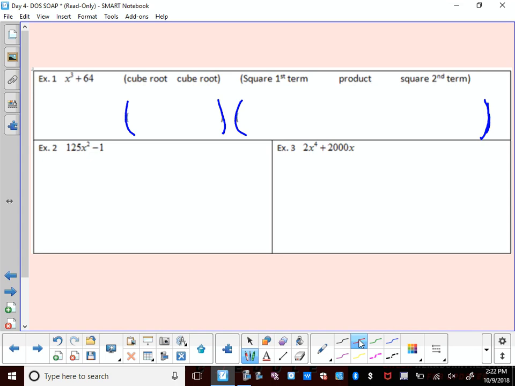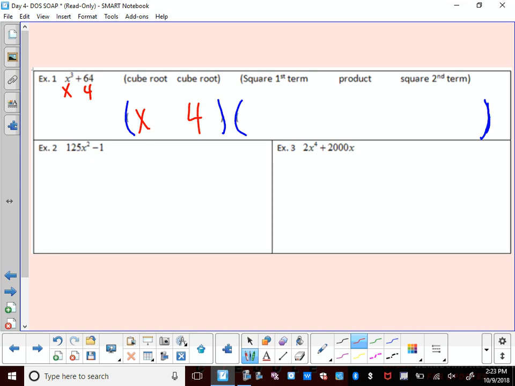What is the cube root of x cubed? Just x. What's the cube root of 64? Use your calculator. Do not tell me 8. Math 464. So those two cube roots go right into this first group.